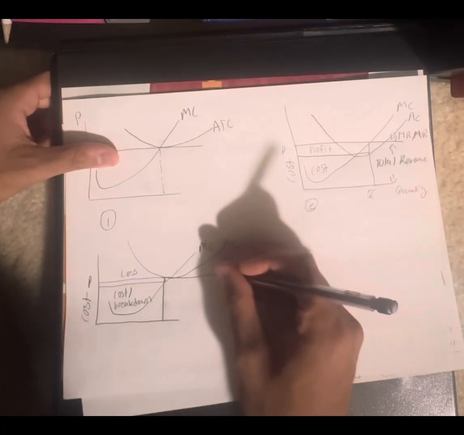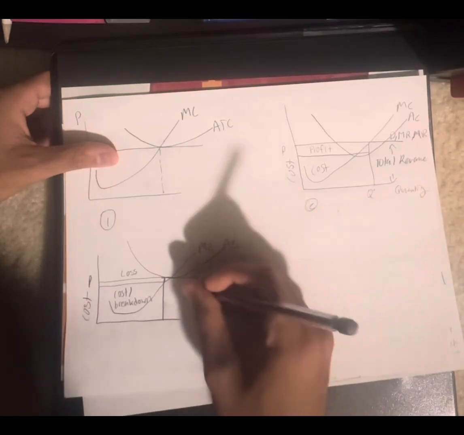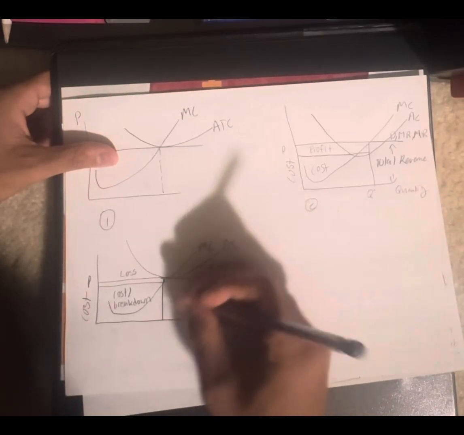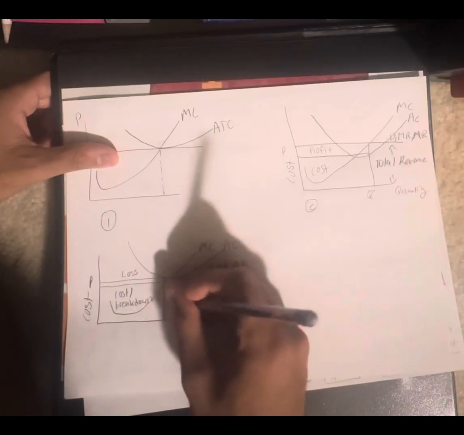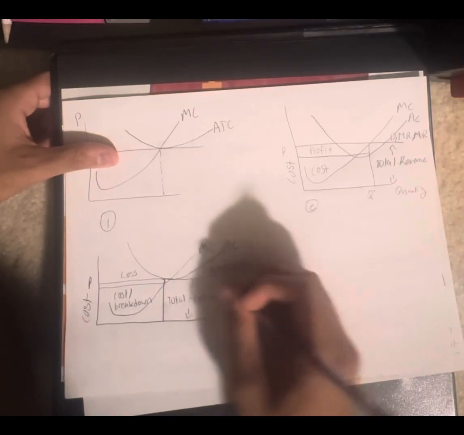The key reason the firm stays open is that price is still above the AVC. Since the firm covers all of its variable costs and some of its fixed costs, shutting down would lose even more money, so it continues to produce.